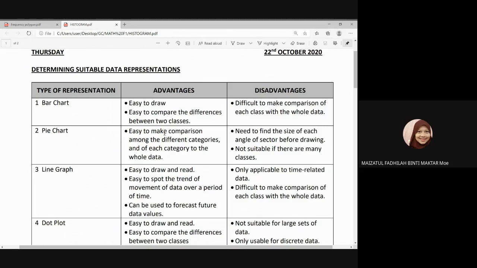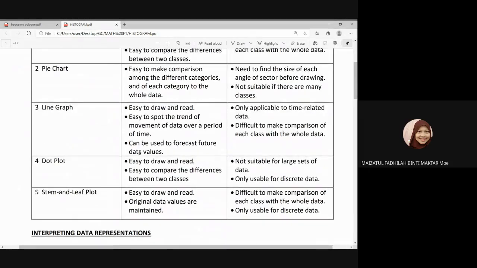The pie chart: the advantage is it is easy to make comparison among the different categories and of each category to the whole data. The disadvantage is it needs you to find the size of each angle, which means you need to calculate and it takes a little bit of time, and it is not suitable if there are many classes. Why? Because the pie chart will have a lot of calculation, and the angle of each sector becomes smaller, so it is hard to label it.